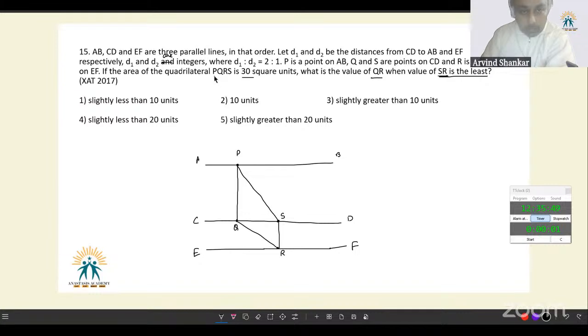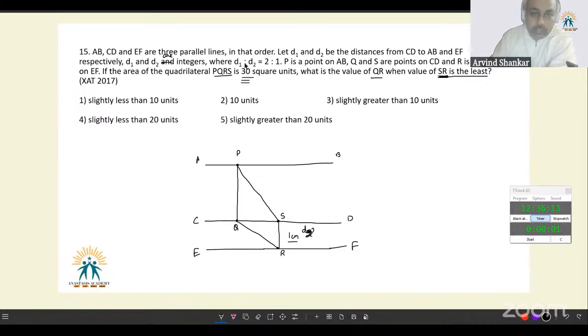They're telling me PQRS, this quadrilateral has an area of 30 square units. Value of SR is the least. SR is essentially the distance between the two parallel lines. What is the minimum possible value that you can assign to SR? It is 1 centimeter. This is equivalent to D2.